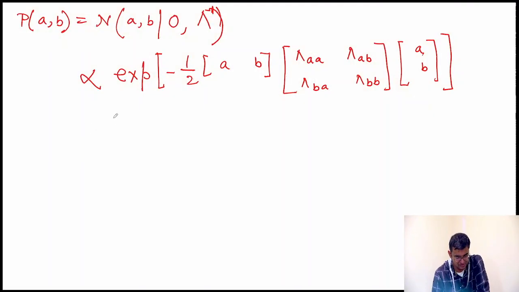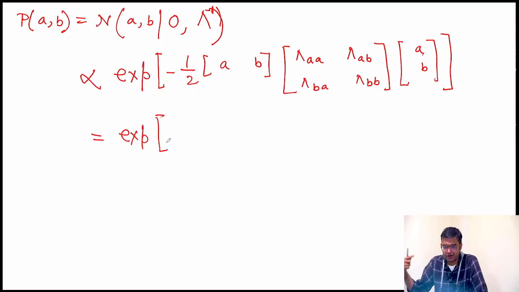So this is equal to exponential. The first term, what am I interested in? Square of what? B, because we are interested in B given A. So we are interested in the square term involving B. What is the square term involving B? B transpose lambda BB B. That is the only term that has a square in B.